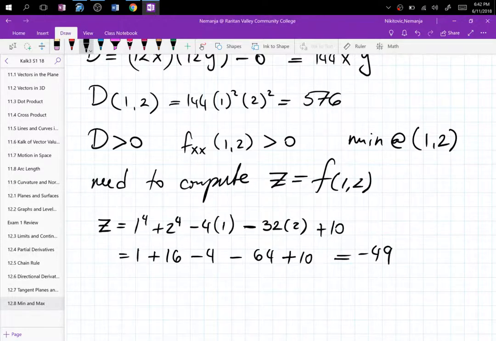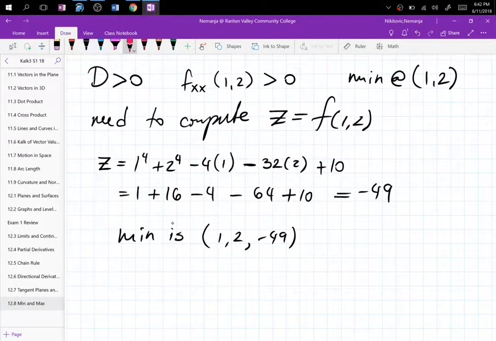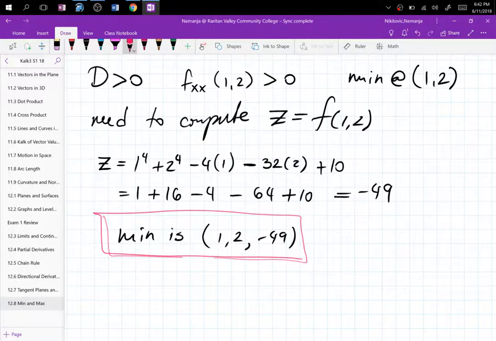Let's say it's good. So minimum is 1, 2, negative 49. And that's the answer. So there's a big difference between saying minimum is and minimum is at, right? Because at is just the wording that says, all right, for which point in the domain I have a minimum.